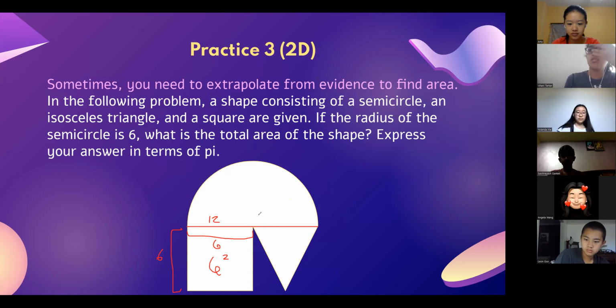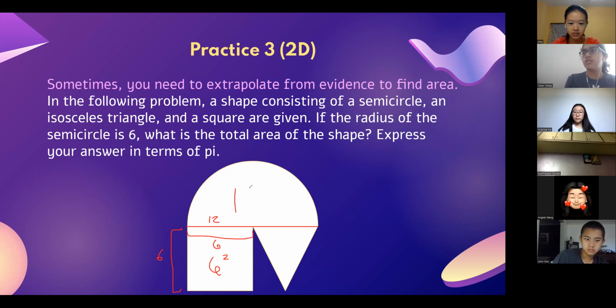Then you solve for the area of the semicircle. The radius is 6, so you do 6 squared pi divided by 2, which is 36 pi divided by 2, which is just 18 pi, right? And then lastly, we have to find the area of the isosceles triangle.